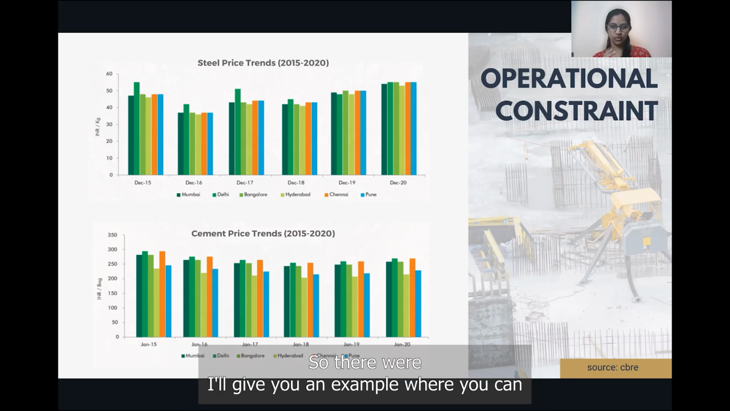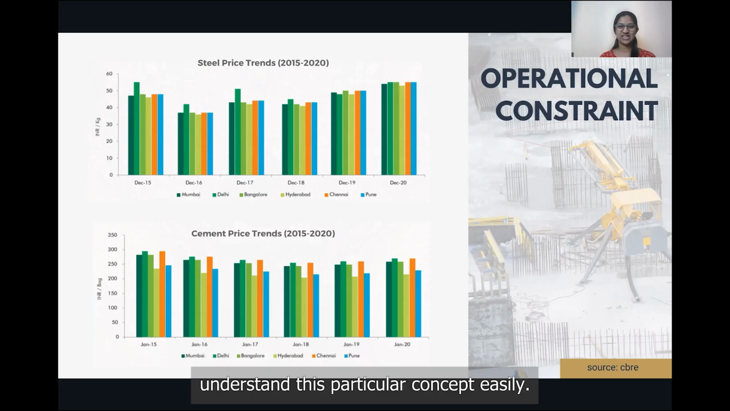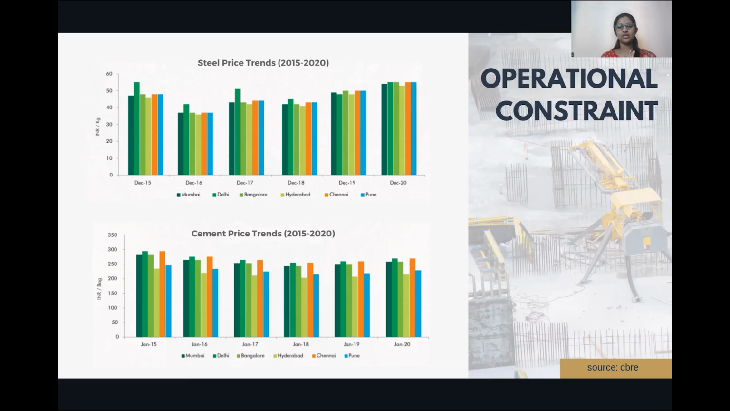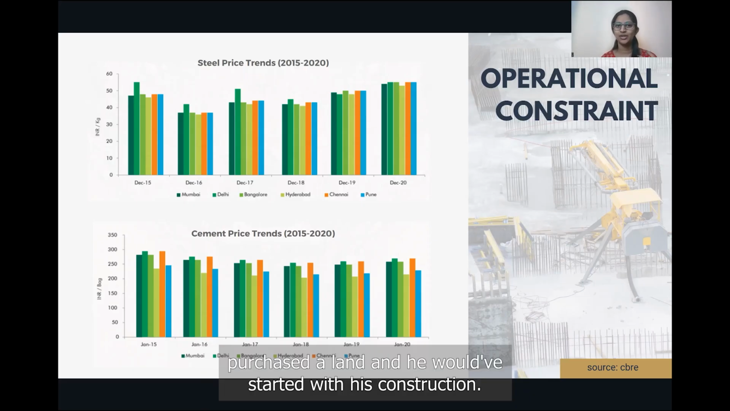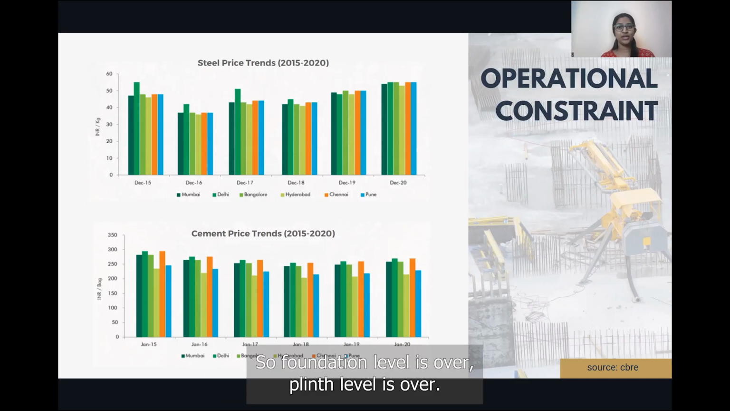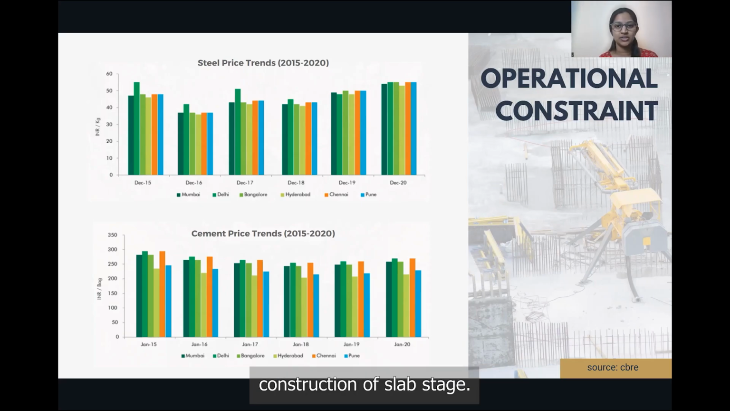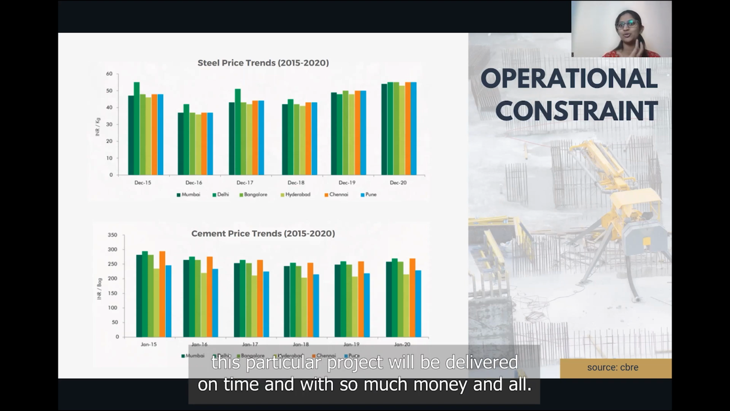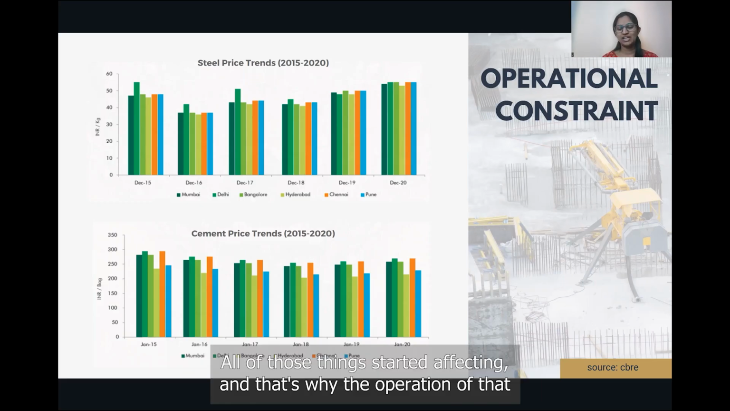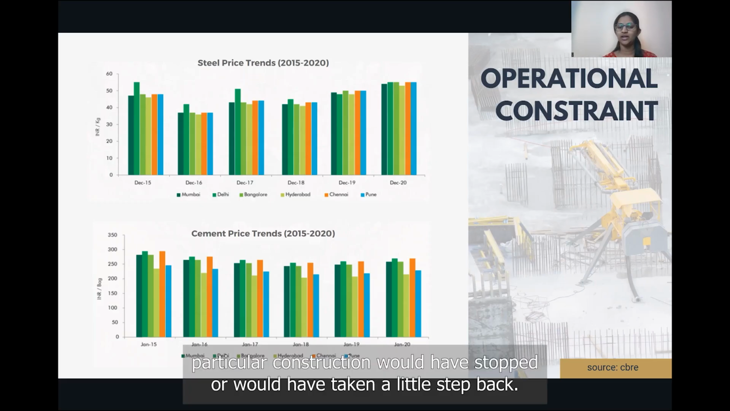Now I'll give you an example where you can understand this particular concept easily. Say, for example, in 2018 or 2019, a developer would have purchased a land and started with his construction. So foundation level is over, plinth level is over. Now he has raised columns, and he's in the construction of the slab stage. At this point of time, whatever he would have predicted, that this particular project will be delivered on time and with so much money, right? All of those things started getting affected, and that's why the operation of that particular construction would have stopped or would have taken a little step back.